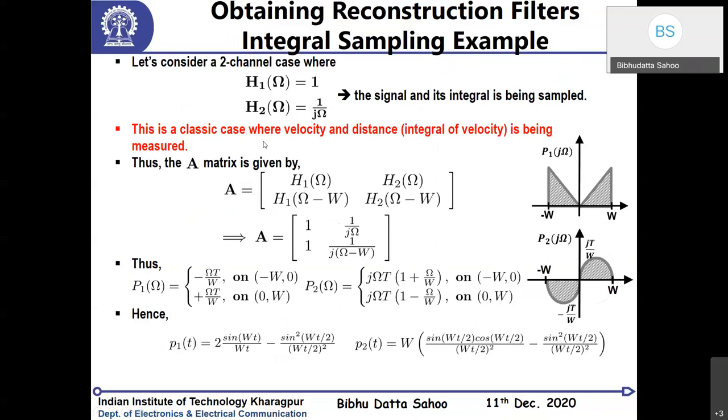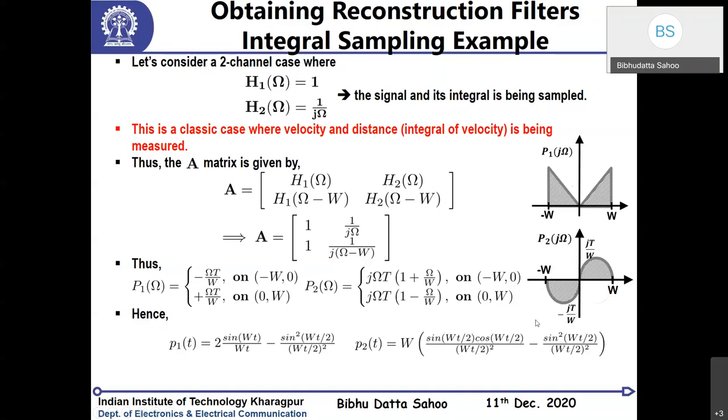Okay, this is a classic case where velocity and distance is being measured, distance being the integral of velocity. So same thing. You can either measure the current or the charge, and in the case of electrical engineering, these are the matrices. So the A matrix is going to be given by this, and if I go through the same methodology, the two reconstruction filters that I obtain look something like this.